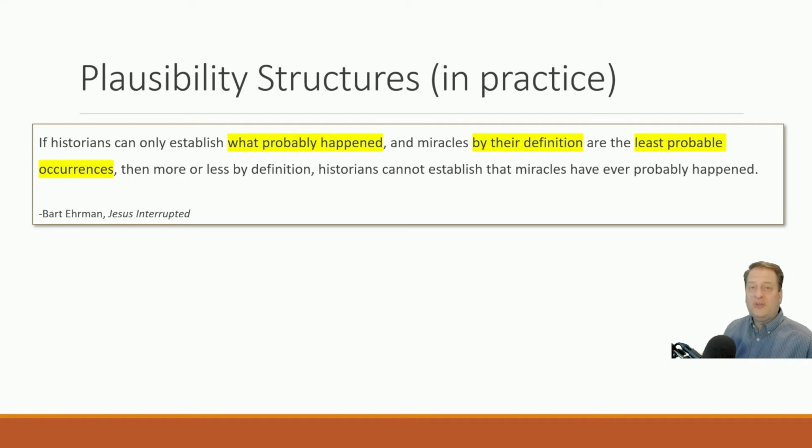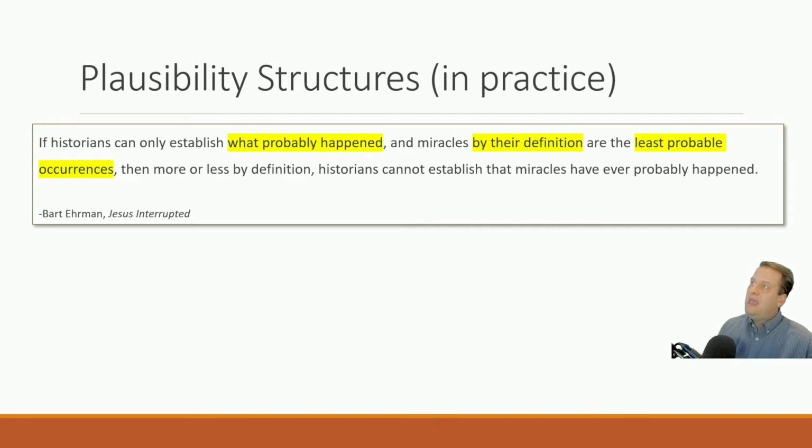Now, here's another example of plausibility structures in practice, and this is an example from Bart Ehrman. Bart Ehrman is a New Testament scholar, and he has been very influential in leading a lot of evangelicals in particular away from traditional belief in Christianity. He has written a lot of books undermining our understanding of the resurrection and miracle stories in the New Testament and so forth. And here is something interesting that he says.